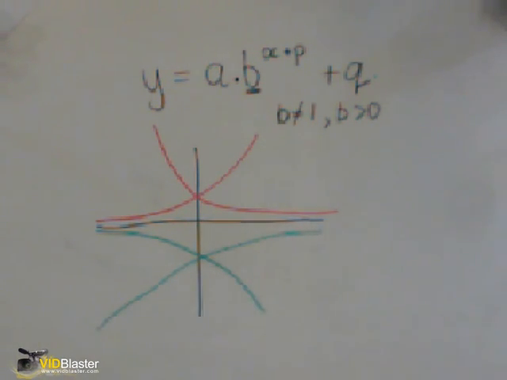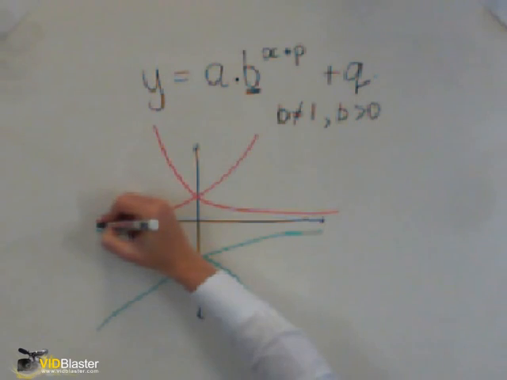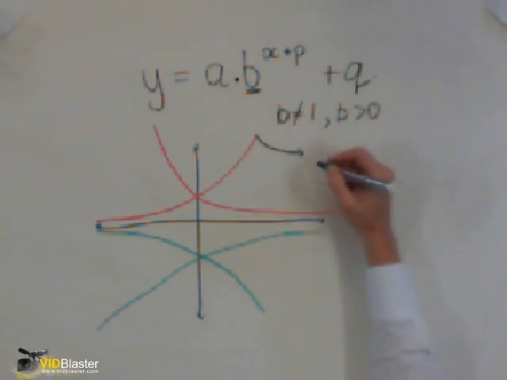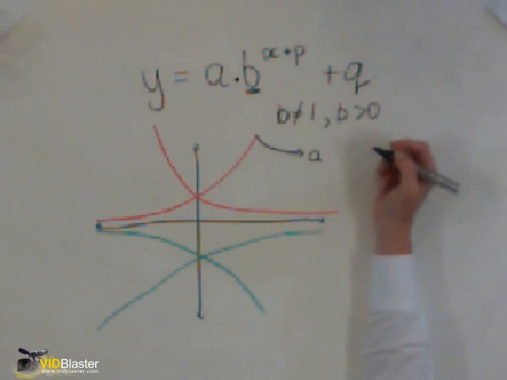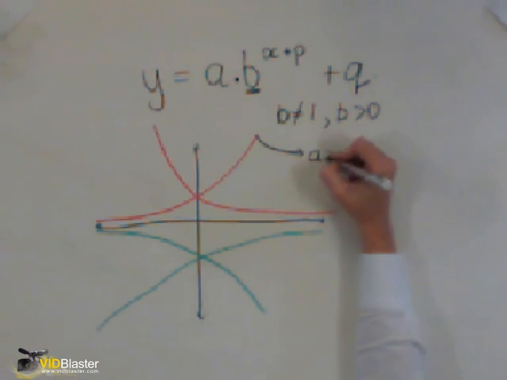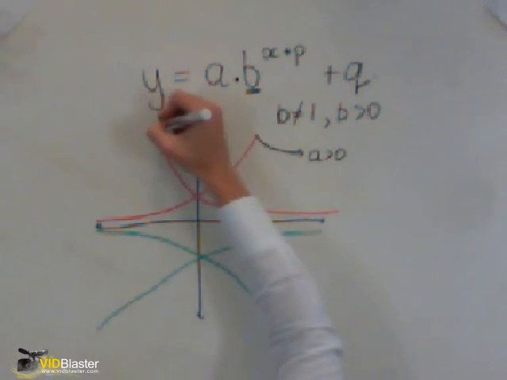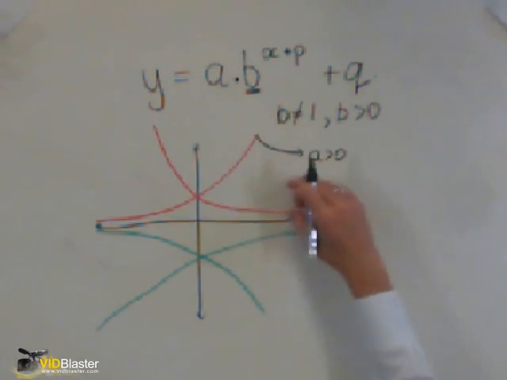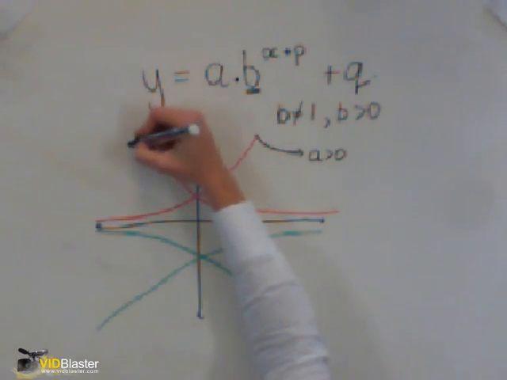Have you seen something like this before? Yes. So if we look at our graph, this is probably the one that most people recognize. And this is where a is greater than 0. And this one over here, everything is reflected. Our positives on our x-axis become negatives. And this is where a is smaller than 0.